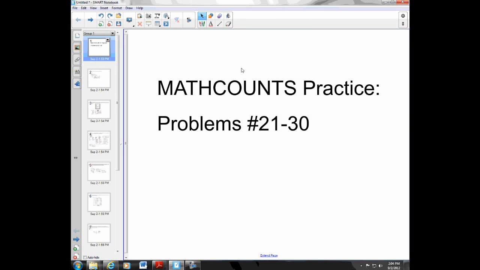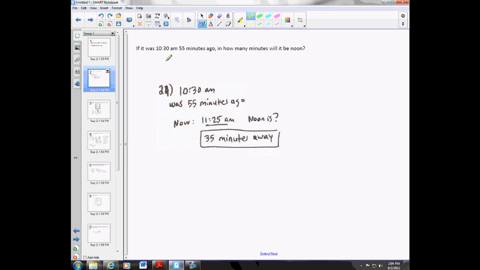All right, this is the third problem set of the MathCounts school handbook. These questions you are allowed to use a calculator for. All right, so here's the first one.